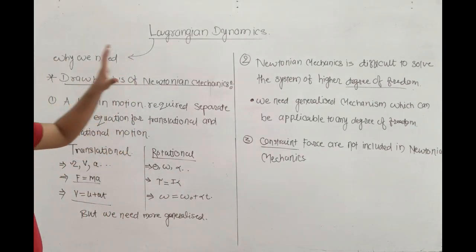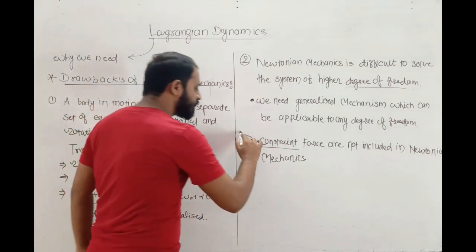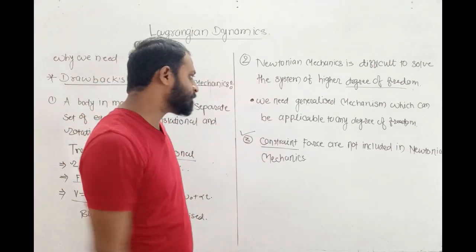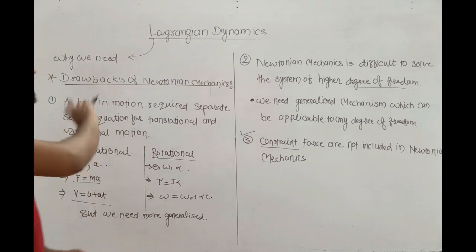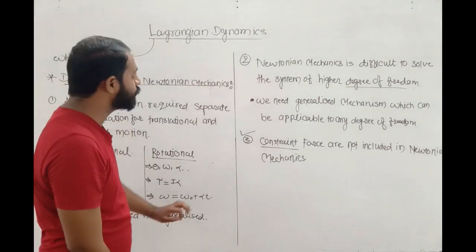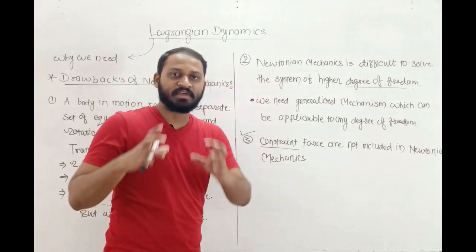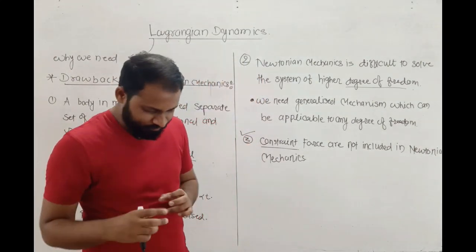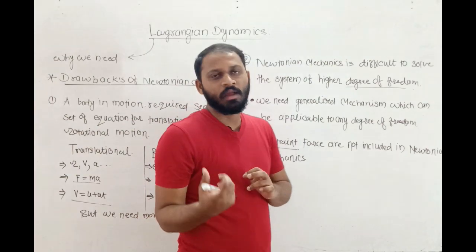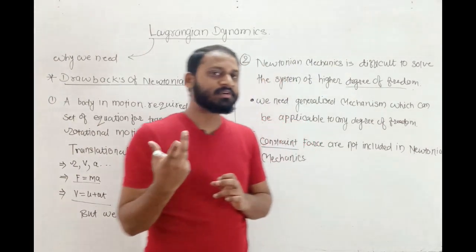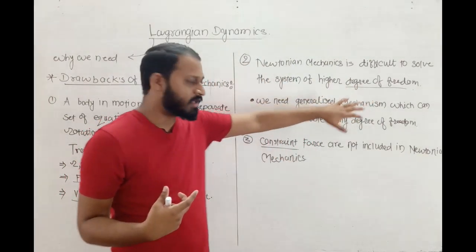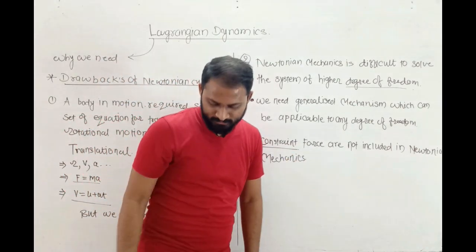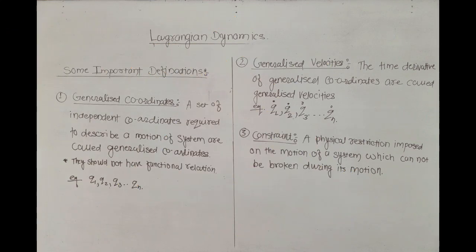Okay, these are the three drawbacks. The last one is that constraint forces are not included in Newtonian mechanics. These are the drawbacks due to which Lagrange introduced his own dynamics, that is Lagrangian dynamics. Now we will discuss some important definitions like degree of freedom, constraint, generalized coordinate, and generalized velocity.